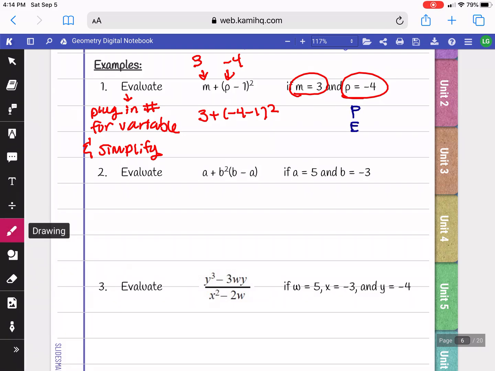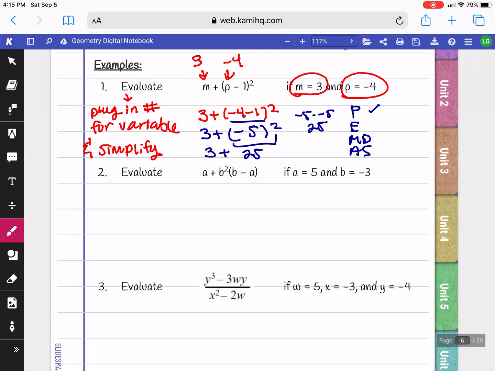So I'm going to start with parentheses. Here we're going to simplify negative 4 minus 1. That's negative 5. Next we go to exponents. So negative 5 squared means we're doing negative 5 times negative 5, which is positive 25. So our problem becomes 25 plus 3. And now if you add those together, you get 28.